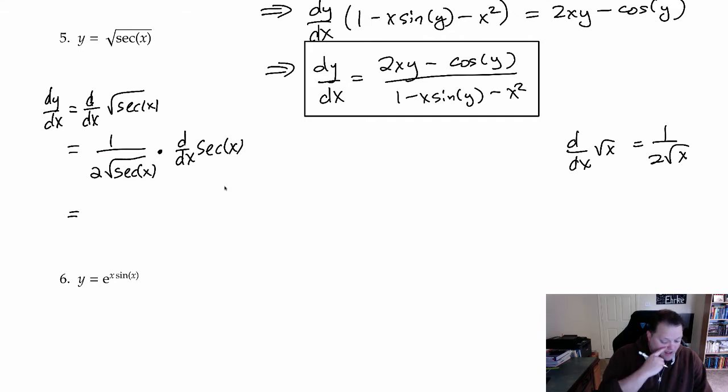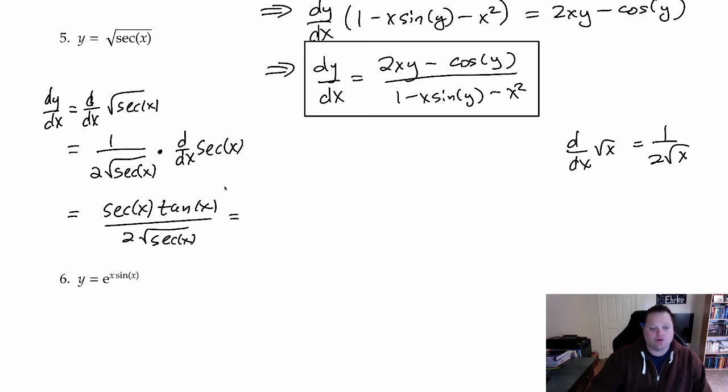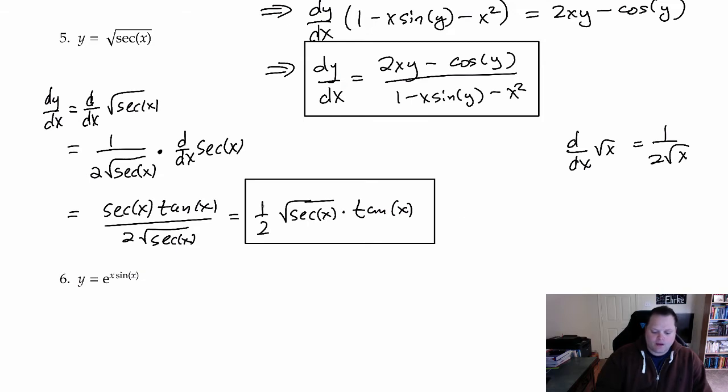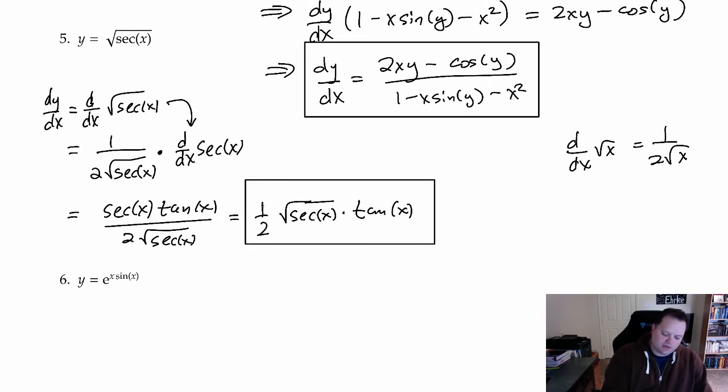I don't know if you recall or not, but the derivative of secant is secant tangent. So secant tangent over 2 square root secant. And if you wanted to, you could take secant to the 1 over secant to the 1/2. 1 minus 1/2 is 1/2. So you could rewrite all of this as this if you like. That would be the best form of the answer there. Okay, that's just a chain rule. So that's a chain rule example.